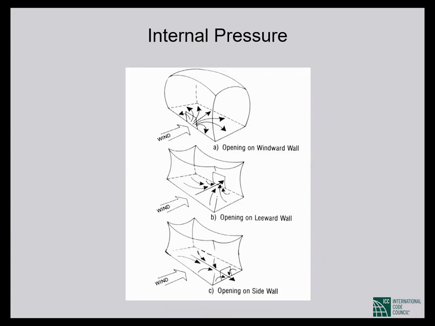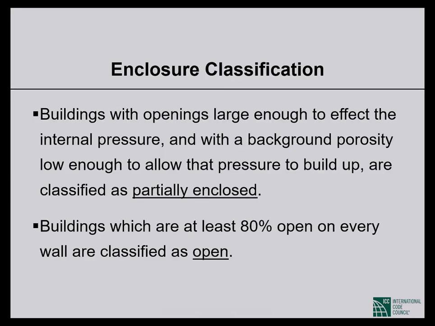This leads to very important enclosure classification. In ASCE 7 and in BNBC, we have three enclosure classifications: open, enclosed, partially enclosed. Okay, and please listen to me very closely. This is extremely important.